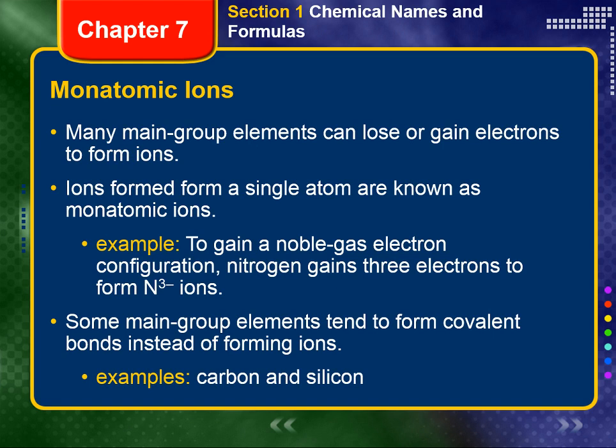By gaining or losing electrons, many main group elements form ions with noble gas configurations. For example, group 1 metals lose 1 electron to give 1+ cations, such as the Na+ cation. Group 2 metals lose 2 electrons to give 2+ cations, such as Mg2+ ions. Ions formed from a single atom are known as monatomic ions.